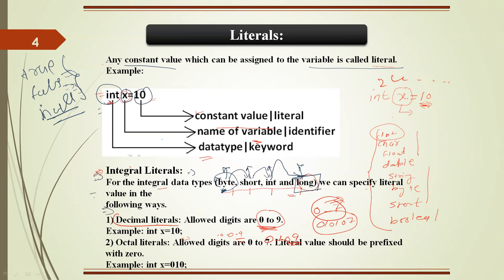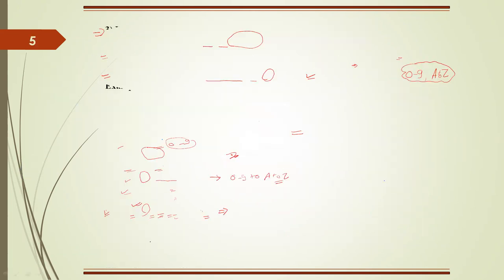Follow this: the decimal integral allows digits 0 to 9. In the decimal integral, you can assign 0 to 9, for example x equals 10. The octal literal is assigned digits 0 to 7, and the value should be prefixed with 0. If any value starts with 0, then it will be taken as octal. Right? So now let's see.